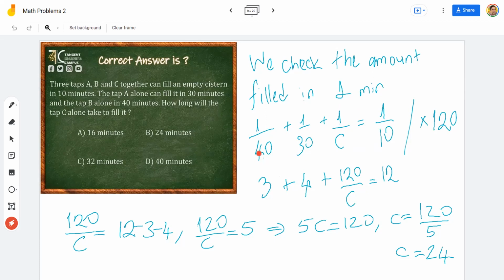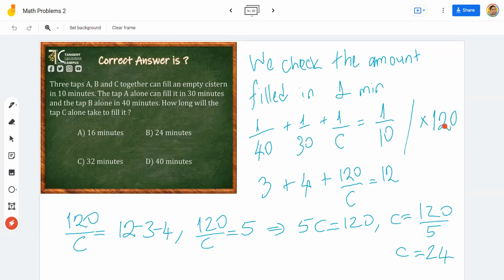The best idea is to change these fractions into integers. To do this, we multiply this equation by the LCM of these two. You can include this one, but right now this is a small number, so it will not affect that much. So the LCM of these two is 120. When you multiply all the terms by the same number, the equation will remain true.